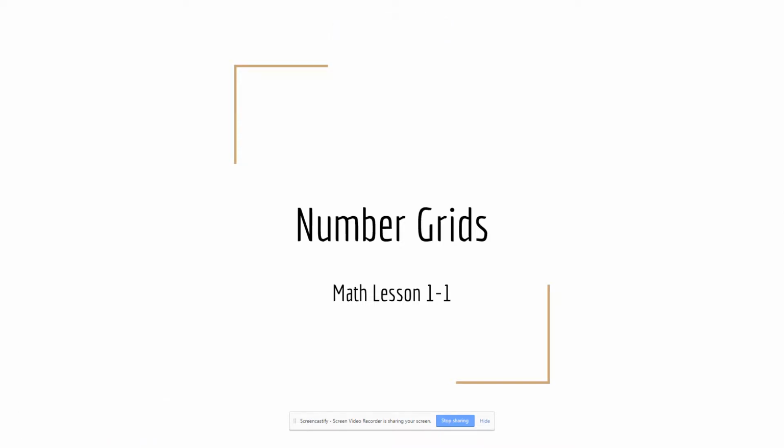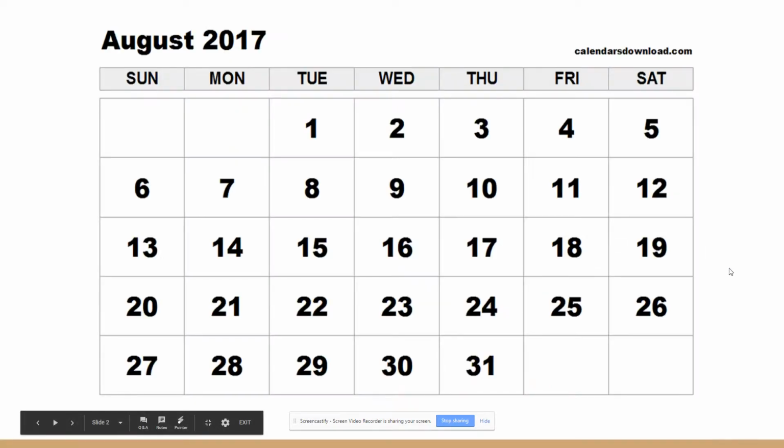Hi, boys and girls. I wanted to give you some time to practice and recall what you learned in second grade about number grids. So let's get started. A monthly calendar, like this example, is a number grid. It's a type of number grid where the numbers of the days are listed in order.